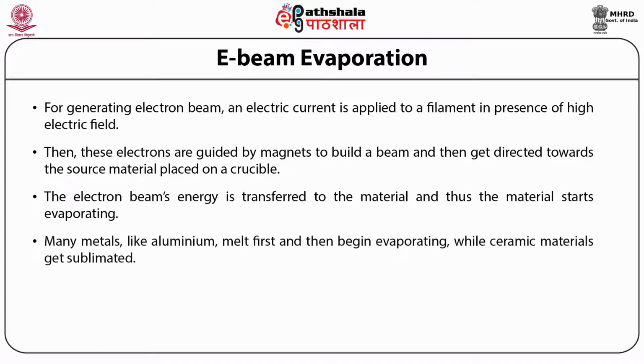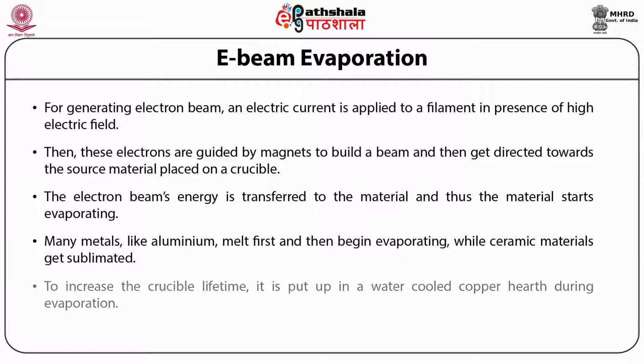Many metals like aluminium melt first and then begin evaporating, while ceramic materials get sublimated. The vapors of the evaporated materials then travel out of the crucible and thus the substrate is coated. So in order to increase the crucible lifetime, it is put in a water-cooled copper hearth during evaporation.